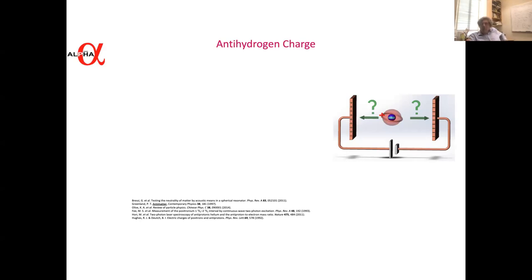But maybe that's wrong. Maybe somehow some small fraction of the positron charge is not exactly equal and opposite to the antiproton charge. Who knows? Hydrogen is neutral to a very, very high precision. Maybe antihydrogen is not completely neutral. That would be a shocking result. But in the same way we measure the neutrality of hydrogen, we also want to measure the neutrality of antihydrogen. So if you wanted to know if antihydrogen is charged, how might you measure it?